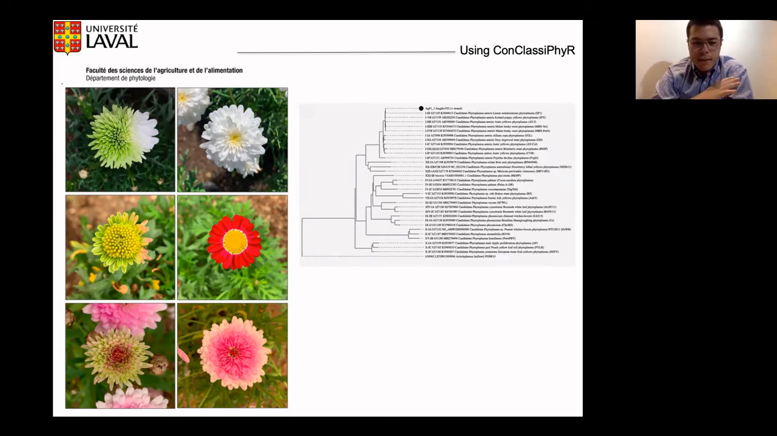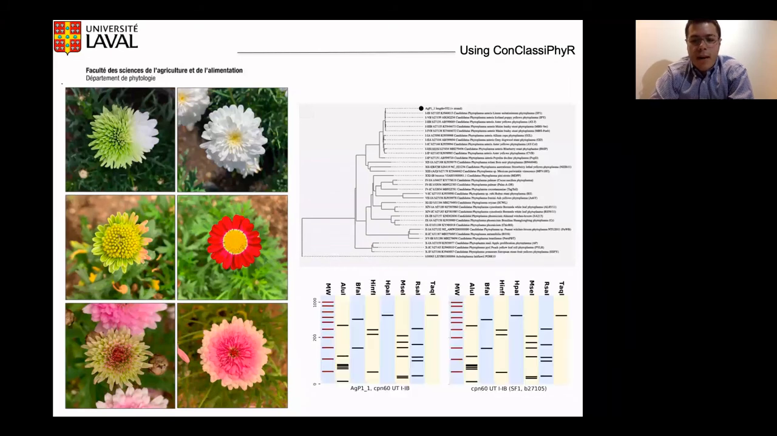It's nothing that exciting, because group 1 is very widely present around the world. And here we have the RFLP pattern generated with the CPN60 classifier. So really interesting. We are struggling to pass it through reviewers because they are really used to 16S. And yes, we amplified 16S, but we only talk about the CPN60-UT classification in this paper.